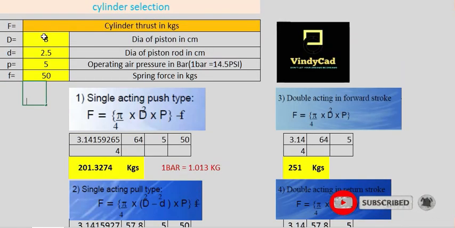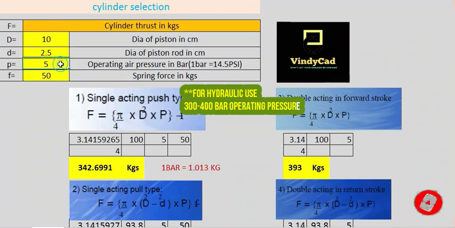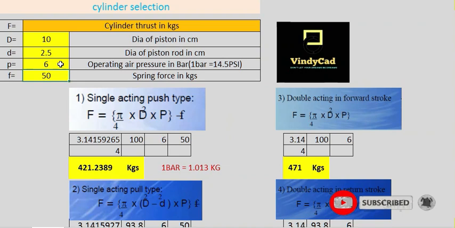If my bore diameter is 80 or 100, I should enter it in centimeter. Then if my piston rod is 25 mm, I enter it as 2.5 centimeter. Working pressure always comes under 5 to 6 bars. Spring force, it is in kgs, is 50.